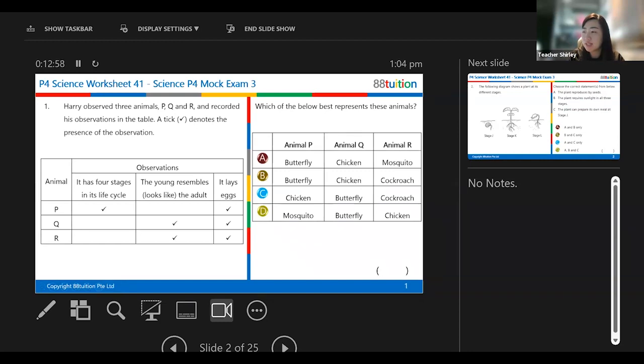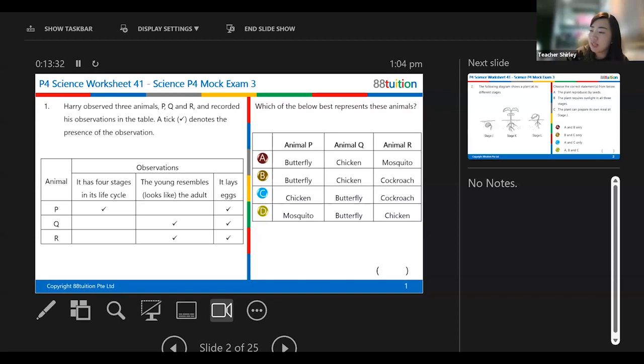The first one is on life cycle. Life cycle is probably a P4 topic for most of you. I think most schools do it in P4, but in the new syllabus life cycle is in Primary 3. This question has a table of results. Usually the table of results is really important. You need to refer to that to answer your question. Harry observed 3 animals, P, Q, and R, and recorded his observations in the table. A tick denotes the presence of the observation.